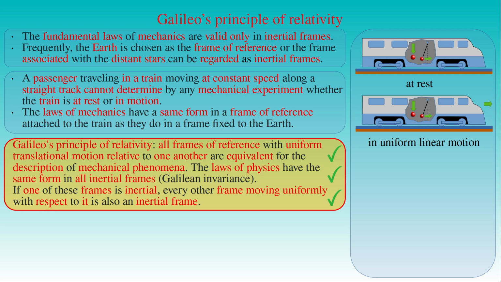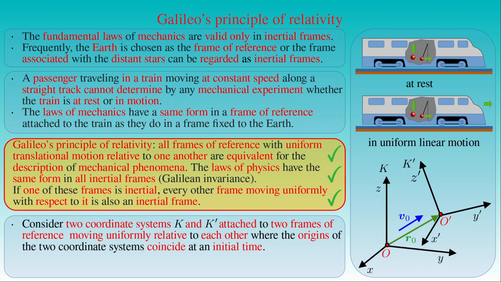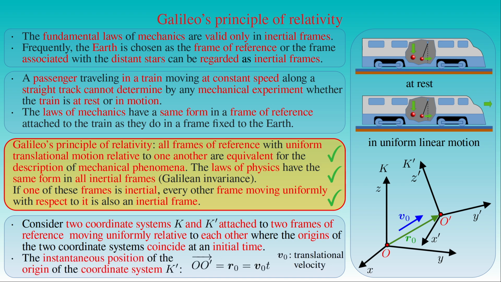To illustrate the principle of relativity, consider two coordinate systems K and K' attached to frames of reference moving uniformly relative to each other. That is, K' moves with a constant translational velocity v0 relative to K without rotational motion. Let the origins of the two systems coincide at the initial time t = 0. Because the frames do not rotate relative to one another, the orientation of K' may be chosen arbitrarily at t = 0 and remains unchanged thereafter. At a later time t, the vector pointing from the origin O of system K to the origin O' of system K' is defined by the position vector R0, which is equal to the product of the translational velocity v0 and the time t.